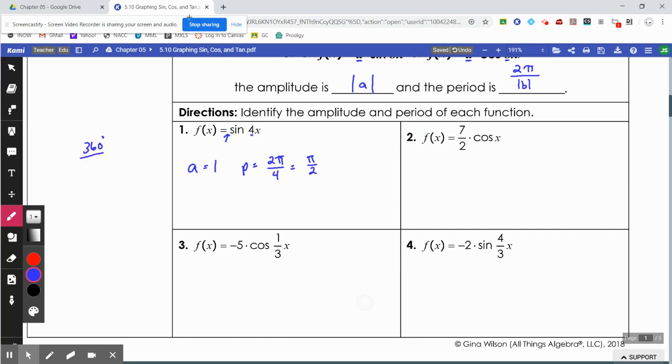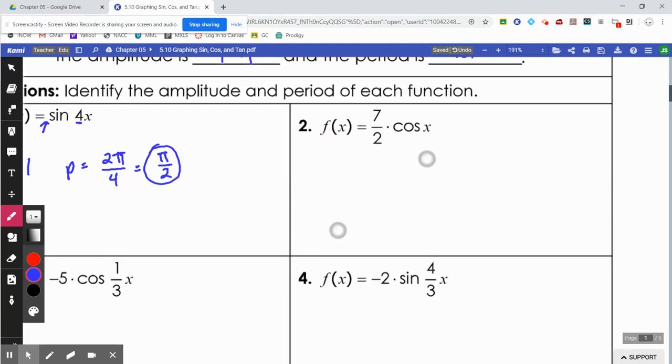However, if you remember, if there's a number being multiplied by x, that's going to compress. It's going to compress by a factor of the reciprocal. So if you take 1/4 of that 360, you're going to get 90, which again is what our new period is, 90 degrees.